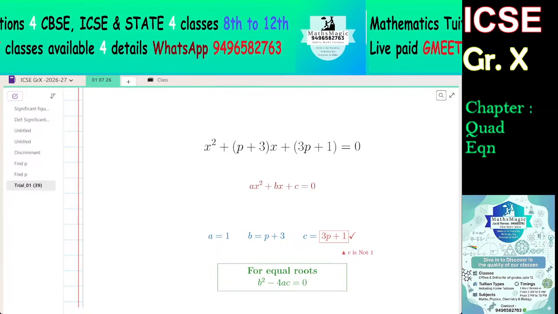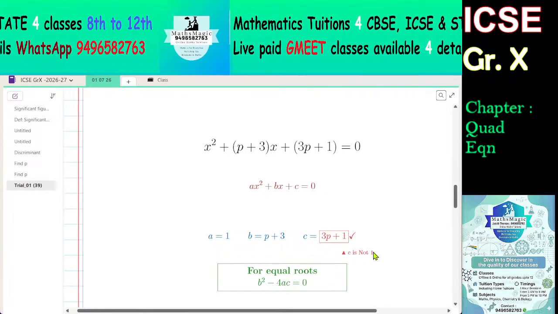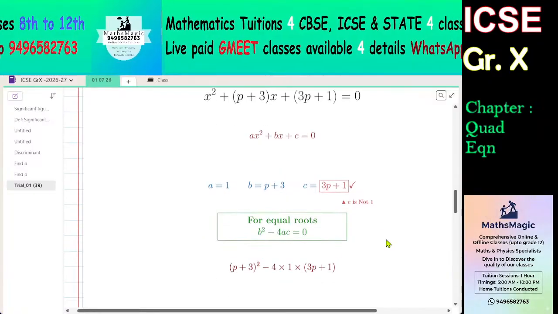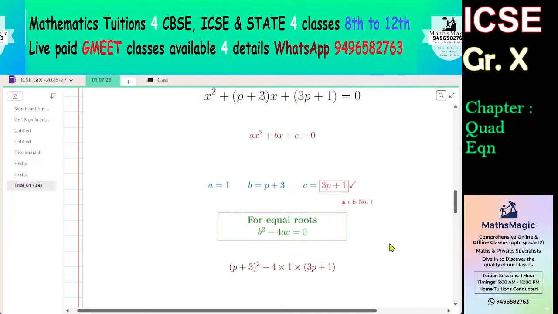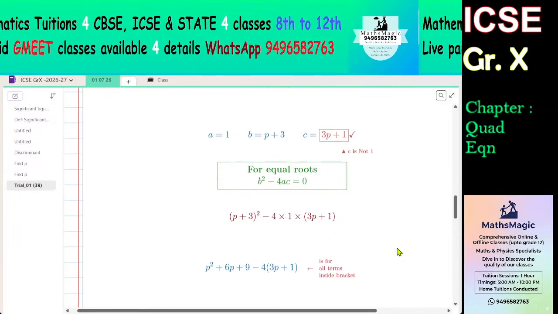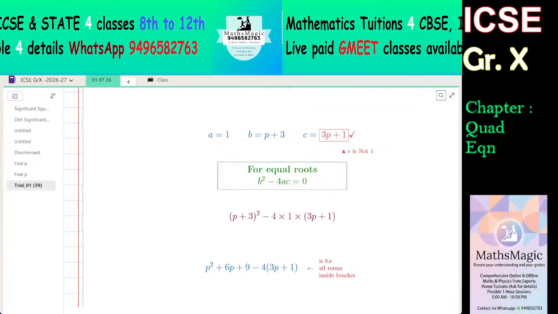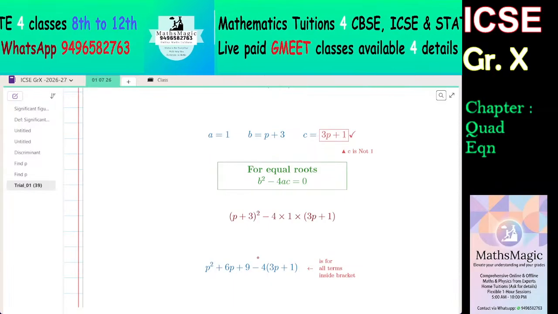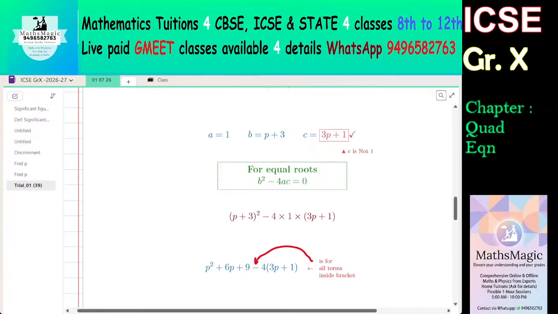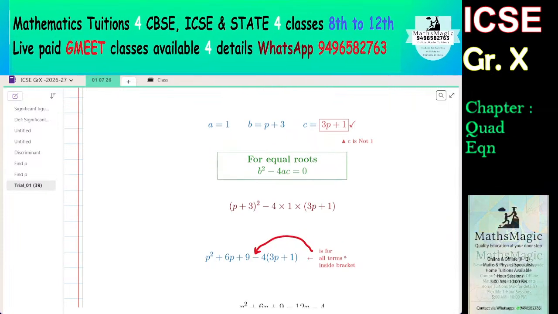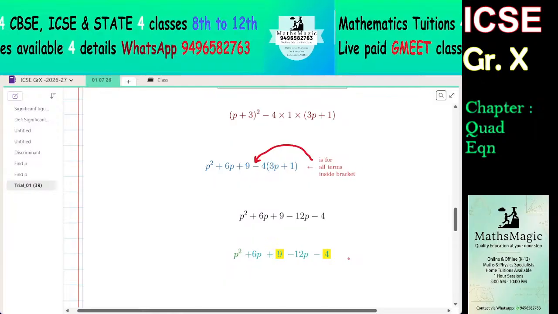Now you have the neat typewritten answer. Just go through it. Those who want this PDF, just message me. I will give you the answer. These are the steps we did. One thing is, this negative is for all terms inside the bracket. And we have this one.